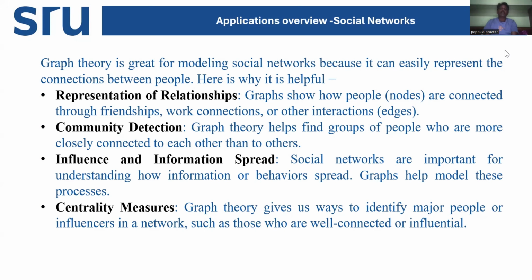So, representation of relationships. A graph shows how people are connected through friendships, work connections, or other interactions. Here, a person is a node or vertex. The connection or interaction from one person to another person is the edge. Simply, say we have three people. One person communicates with another person, and that one communicates with the first person. So we establish connections from one person to another, and that is called the edges.